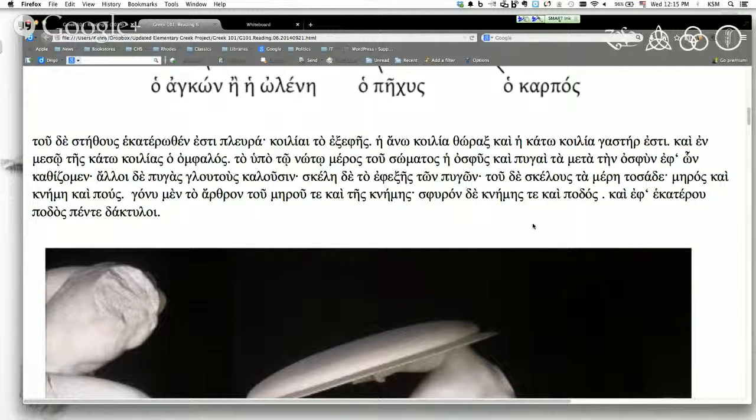Omphalos, just not omphalos, that would be really strange. Okay, and then omphalos. Okay.